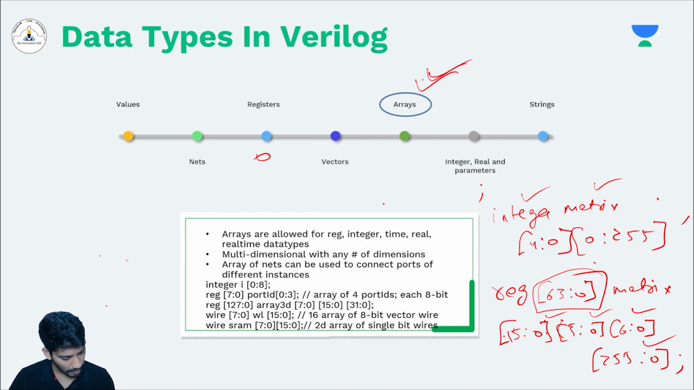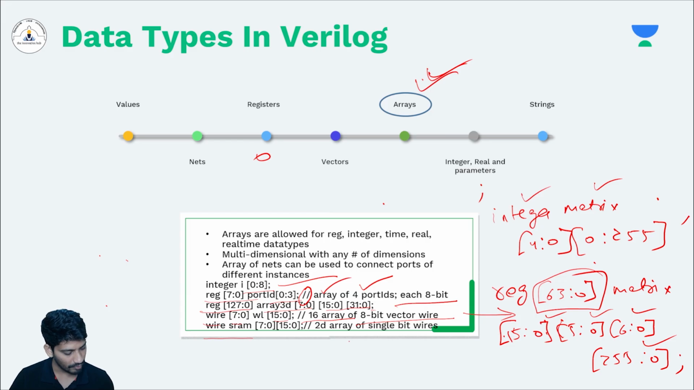There are multiple ways you can define like this: integer i 0 down to 8; reg 7 down to 0 port ID. See, I am using a comment here. This double slash is a comment. So what does this mean? An array of 4 port IDs, each of 8-bit value. Then reg 127 down to 0, an array; this is a 3-dimensional array. As I have written, this is a 4-dimensional array. And wire 7 down to 0, WL 15 down to 0, this is an array of 16 8-bit vector wires.